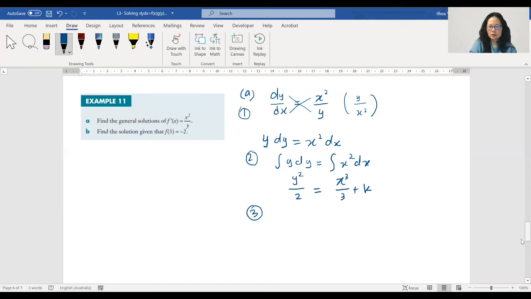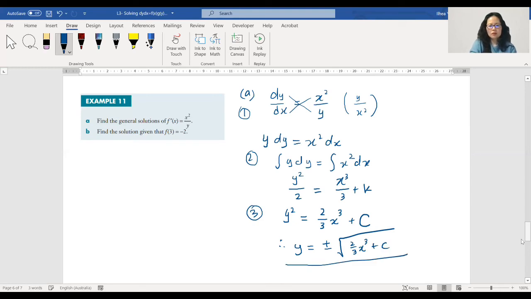So what I'm going to do here is times by 2. Times by 2, I'll get 2 over 3x cubed plus, I'm going to make it into big C. The constant was a 2K, but I'm going to make it into C. C is a constant. Now, therefore, y equals plus minus the square root of 2 over 3x cubed plus C.